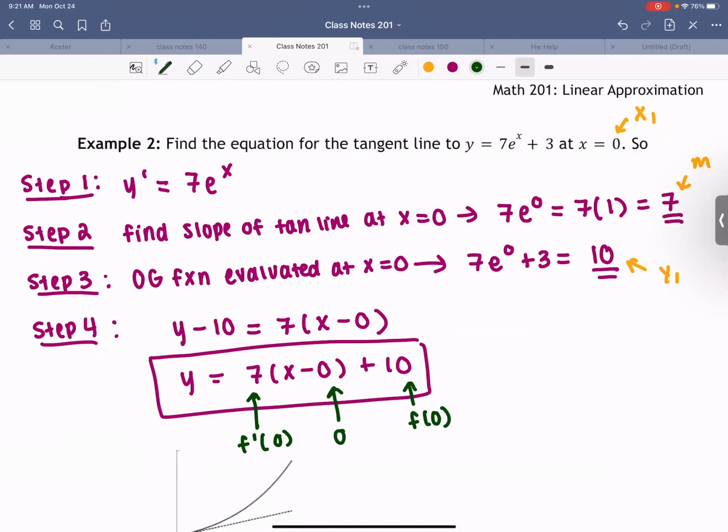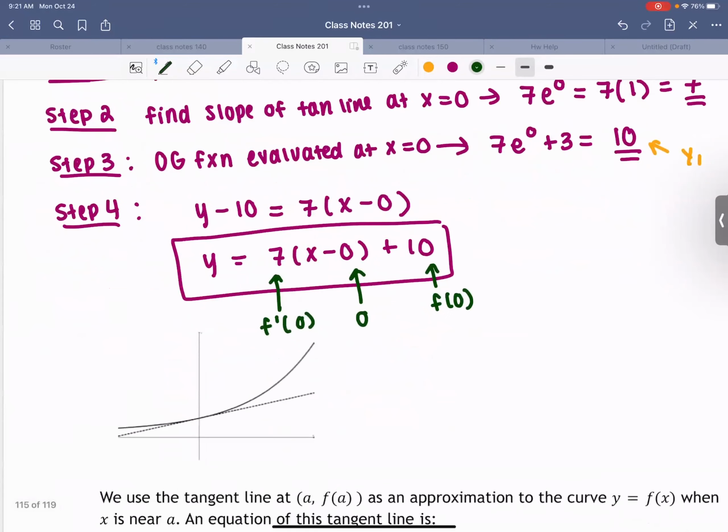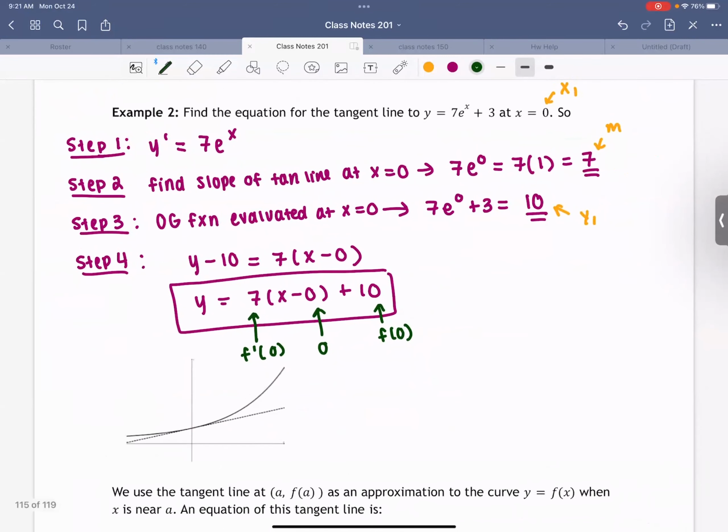Before we go into generalizing this, let's take a look at the graph here. The curvy line is my original function, y. This dotted line is my tangent line. I wanted to find the tangent line at x equals 0, so the point I was interested in was 0, comma 10.